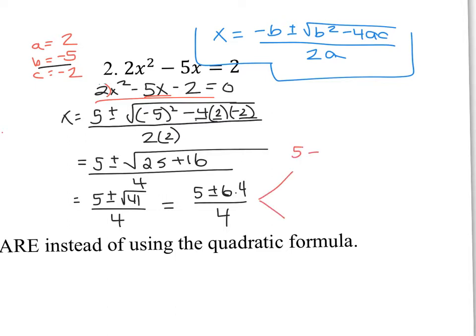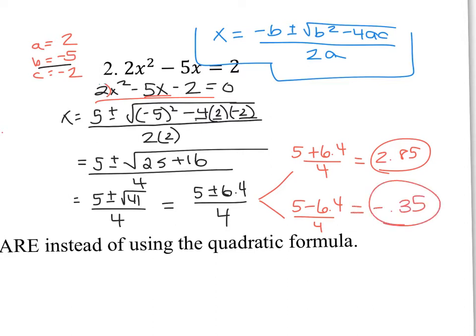I have 5 plus 6.4 divided by 4, and I have 5 minus 6.4 divided by 4. So now I'm just going to calculate it. 5 plus 6.4, hit enter, divide by 4, hit enter. X is 2.85. That's one solution. And now I'm going to do 5 minus 6.4, hit enter, divide by 4, hit enter. I get negative 0.35, and that's my other solution.